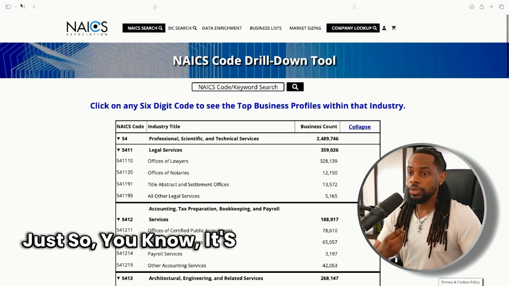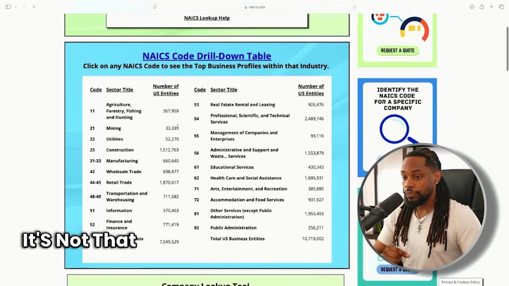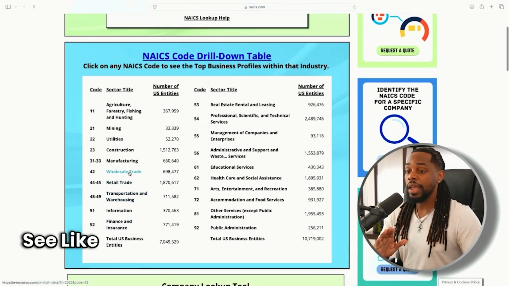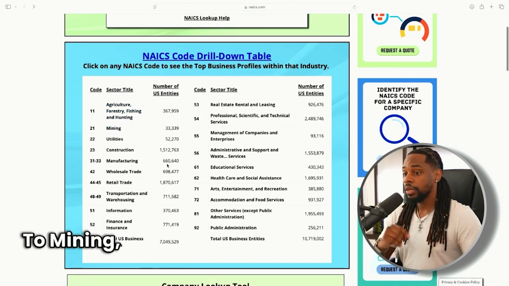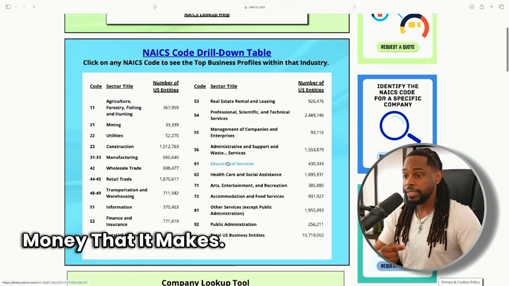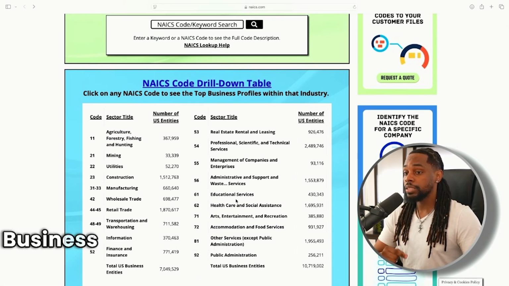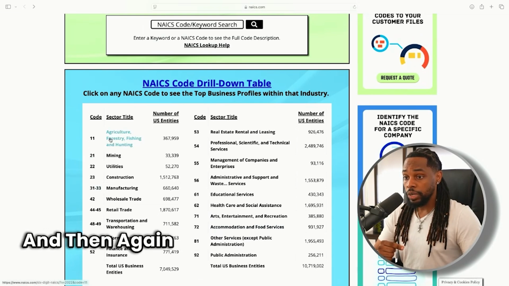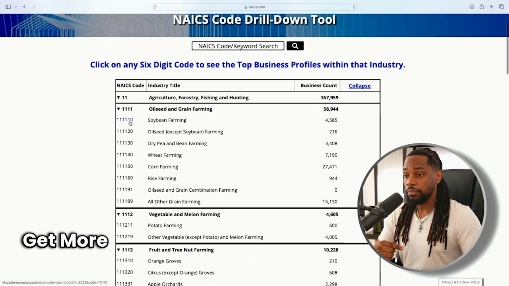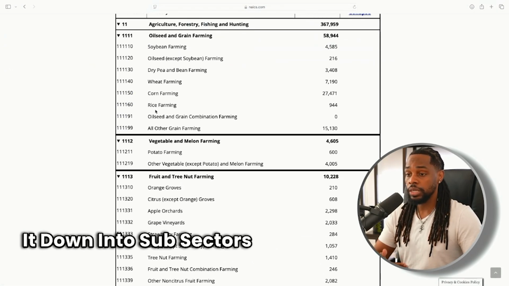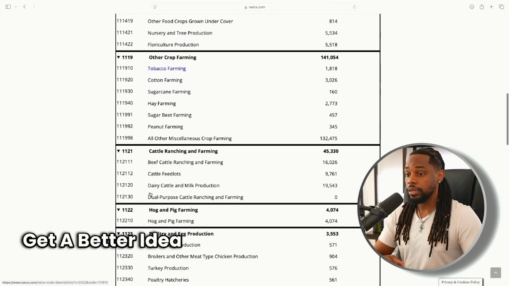And it's so easy to find this stuff, guys. It takes very little research. It's not that difficult. And you can see everything when it comes to manufacturing, agriculture, mining. The bigger the business, the more money that it makes. With educational services here, you can get an idea of which business type and which code. And again, we now know what this 2-number code is. As we get more numbers, it breaks down into subsectors and then industry groups, and they even have national industries. If it has 6 numbers, we get a better idea of what we're looking at.